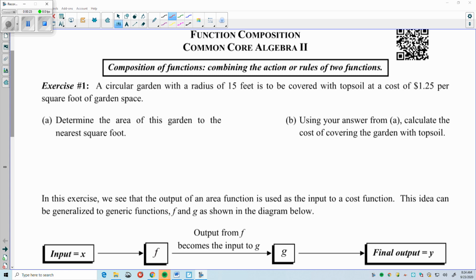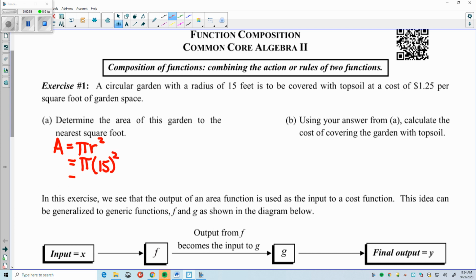We have a circular garden with a radius of 15 feet. It's to be covered with topsoil at a cost of $1.25 per square foot of garden space. We want to determine the area of this garden to the nearest square foot. Because it's a circular garden, we need to use our area of a circle formula, which would be pi r squared. And we know the radius is 15 feet. So I'm going to replace that r with 15.